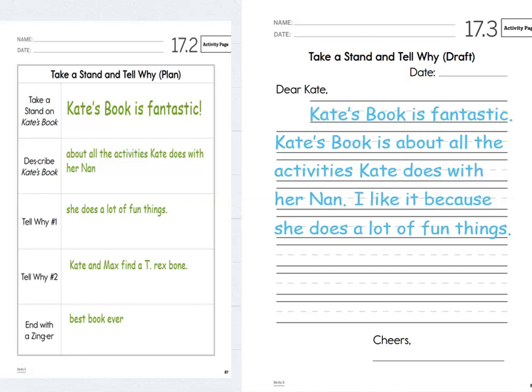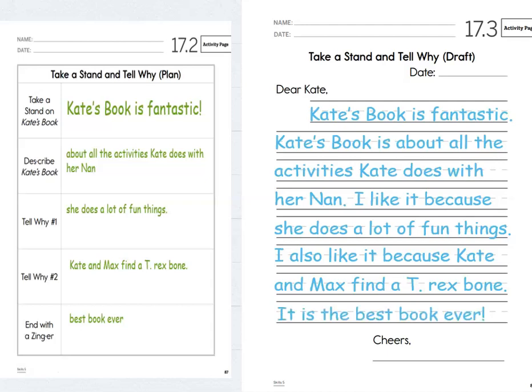All of my sentences start with a capital letter and they end with a punctuation mark. I also like it because Kate and Max find a T-Rex bone. Once again, I have a capital letter at the beginning, punctuation mark at the end. My last sentence is going to be my closure. It is the best book ever. Cheers. And I'm going to sign my name, Mrs. Renato.